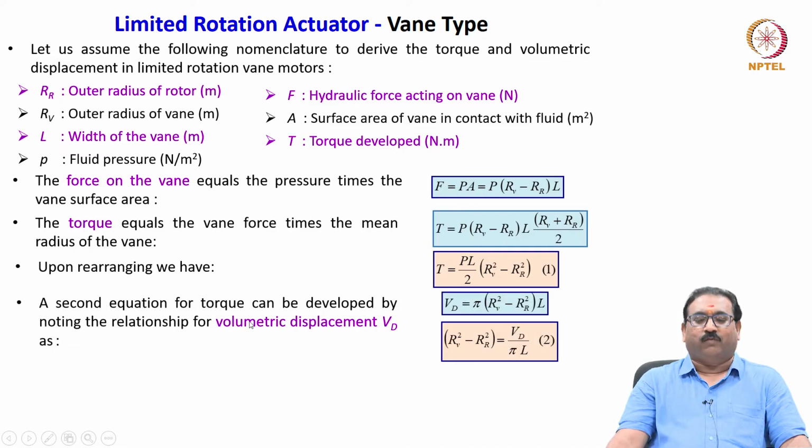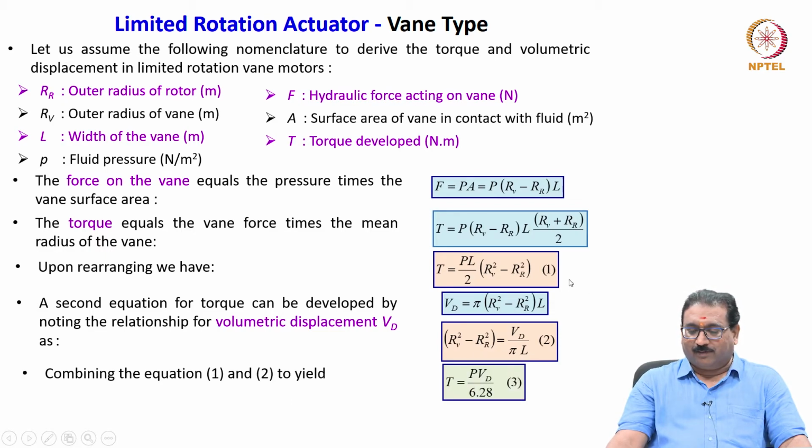A second equation for torque can also be developed by noting the relationship for the volumetric displacement Vd as (RV square minus RR square) equal to Vd by pi L. Then what we will do? Combining equation 1 and 2, substitute (RV square minus RR square) equal to Vd by pi L in this equation. After making the manipulations, I will get T equal to P into Vd by 6.28.